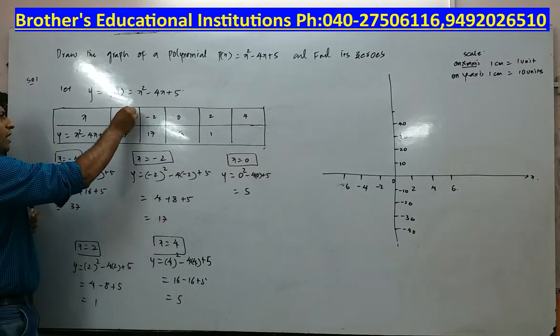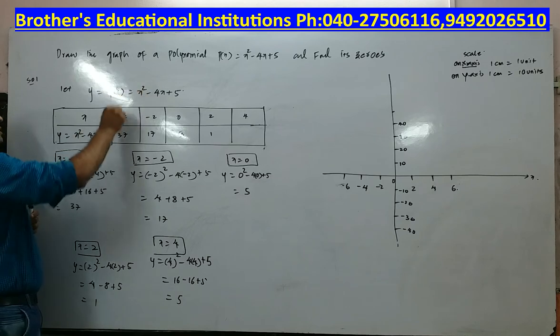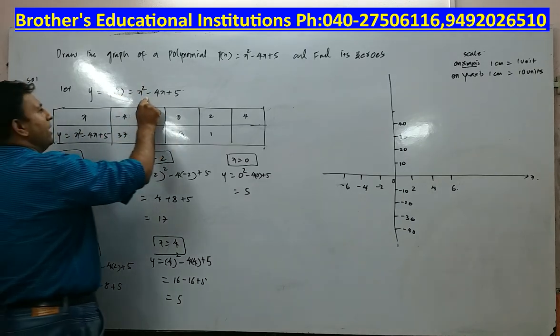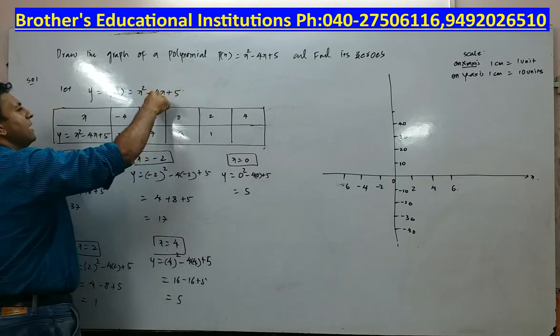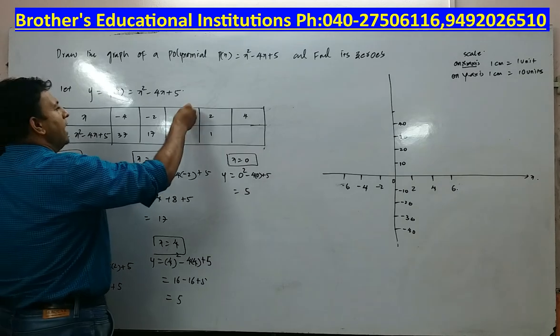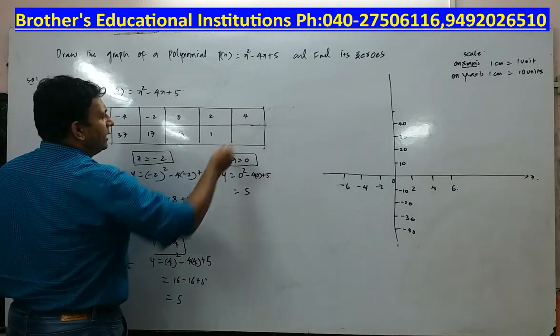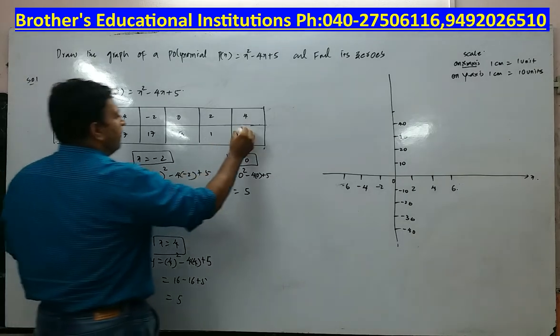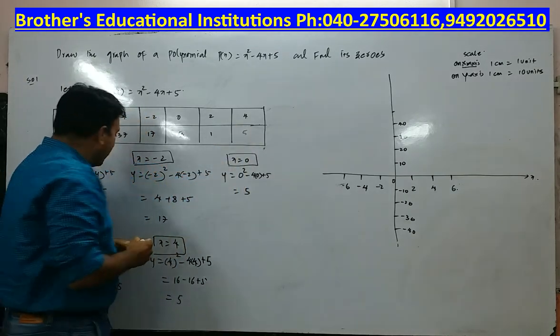For these values, when I substitute x is equal to minus 4, I get 37. When I put x is equal to minus 2, I get 17. And this working is mentioned and clearly given below. Like that, when I substitute these values, I get the respective values. For x is equal to 4, the value is 5. So these values I will enter.